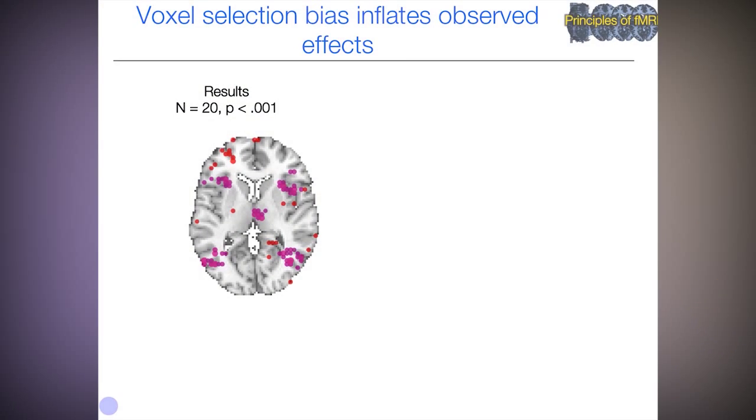And this problem, I'm just illustrating it with correlations here, but it applies to all kinds of effect sizes as well, to any kind of statistical test. So this is the idea. The voxel selection bias is what inflates those observed tests. So here's another representation of a brain map with some results, 20 subjects, p is less than 0.001. And there's some true areas here that are in purple, and the red areas are false positives.